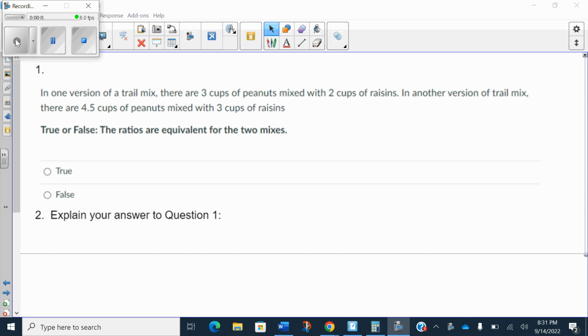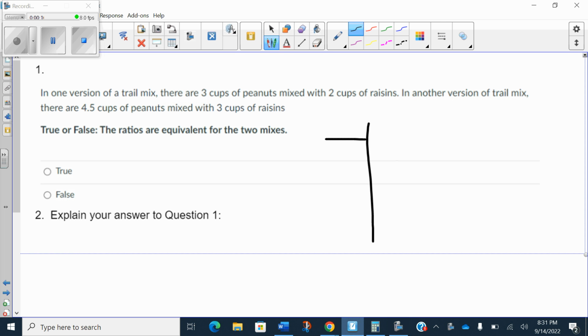In one version of a trail mix, there are 3 cups of peanuts mixed with 2 cups of raisins. In another version, there are 4.5 cups of peanuts mixed with 3 cups of raisins. So the first thing I'm going to do is make my T-chart. I'm going to have P for peanuts and R for raisins. Okay, I'm going to put my information in. So I've got 3 and I've got 2.